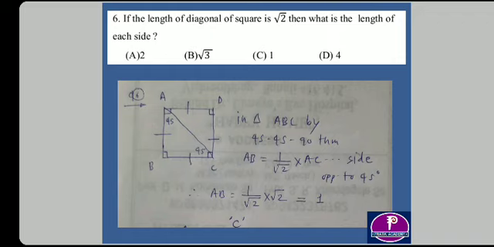And the length of the diagonal of a square is root 2. And what is the length of each side? So square is given. Let's take ABCD as a square. Square means all sides are equal and each angle is 90 degrees.